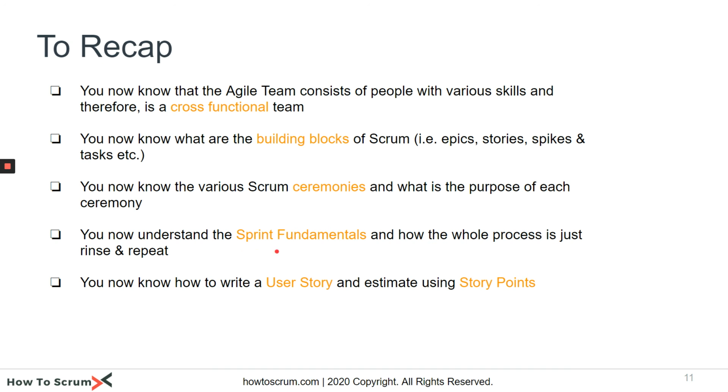Everybody needs to work as a single team. And the whole thing is rinse and repeat. And finally, you also understood what a user story is, which is like a requirement. And you also understood that you have to estimate using story points, which do not mean hours or days. It's just a unit within Scrum that talks about that.